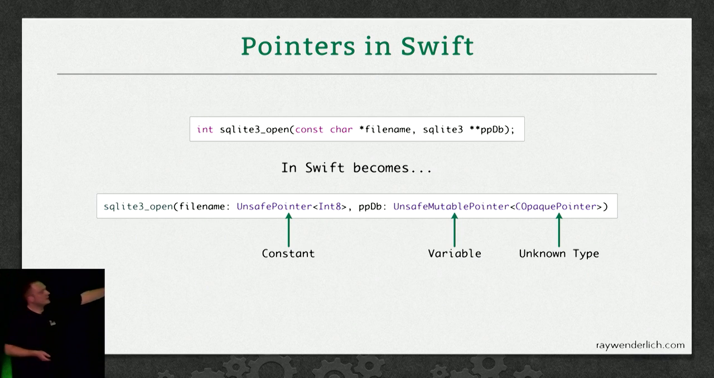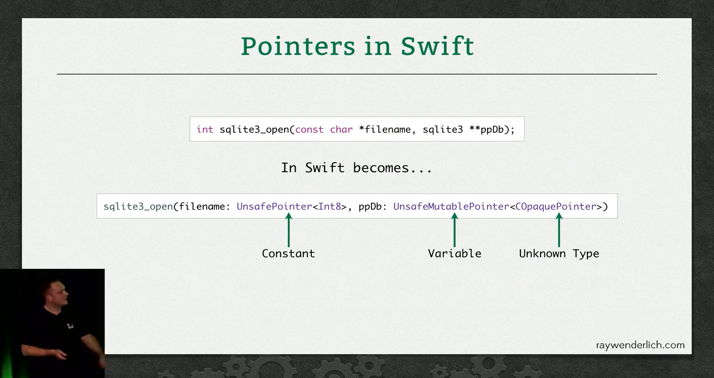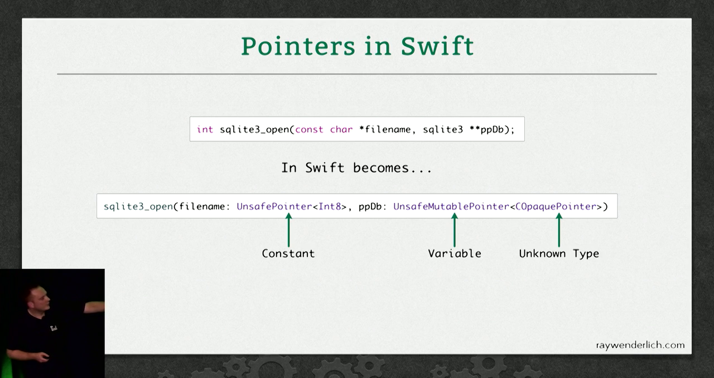So again, pointers in Swift, this is just an example function that's declared in SQLite. And that's what we're going to be looking at later. When Swift imports it, it looks more like this. As you can see, we've got a constant, so it's imported as an unsafe pointer. C strings in Swift come in as an Int8 or UInt8, and we'll talk about that a bit more shortly. And then the next one, this is interesting. It's a pointer to a pointer, so that comes in as a mutable pointer, because obviously we want to be able to change that. And then we've got this other pointer type, which is C opaque pointer. And again, we'll talk about what a C opaque pointer is in a moment.